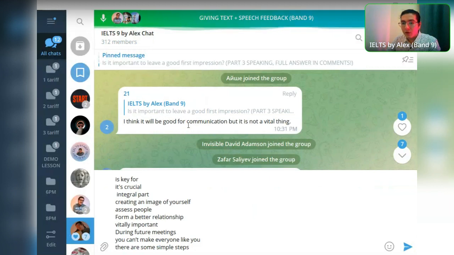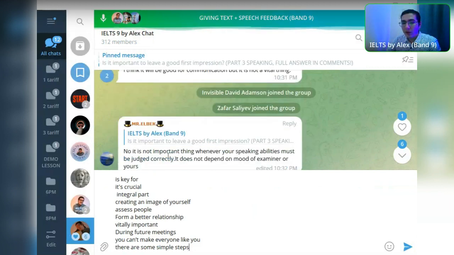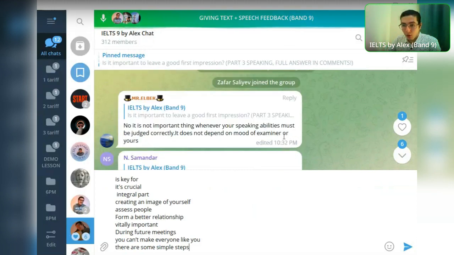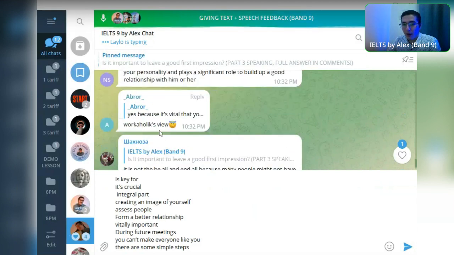I think it will be good for communication, but it's not a vital thing. Okay. No, it's not an important thing whenever your speaking abilities must be judged correctly. It does not depend on mood of examiner or on your own mood. Yeah, that'd be better. Yeah, absolutely. As long as you are making conversation with someone stranger, impressing them by sounding well displays your personality and plays a significant role to build up a good relationship with him or her. Okay? Workaholics view. Same.